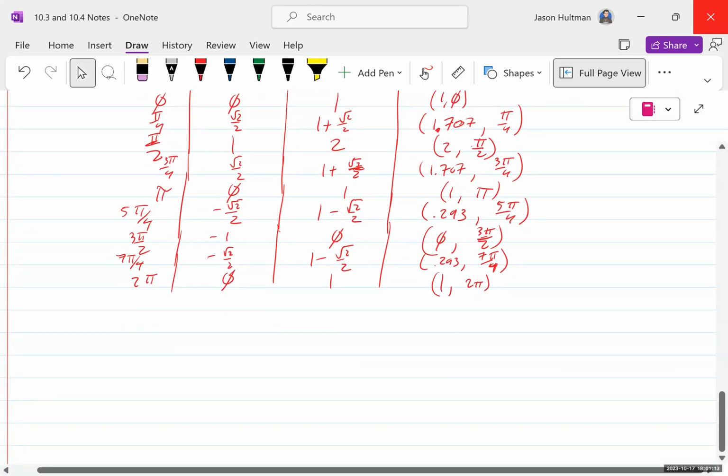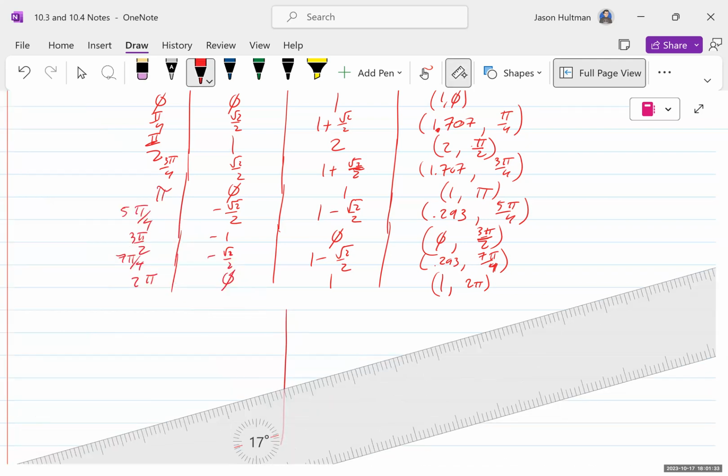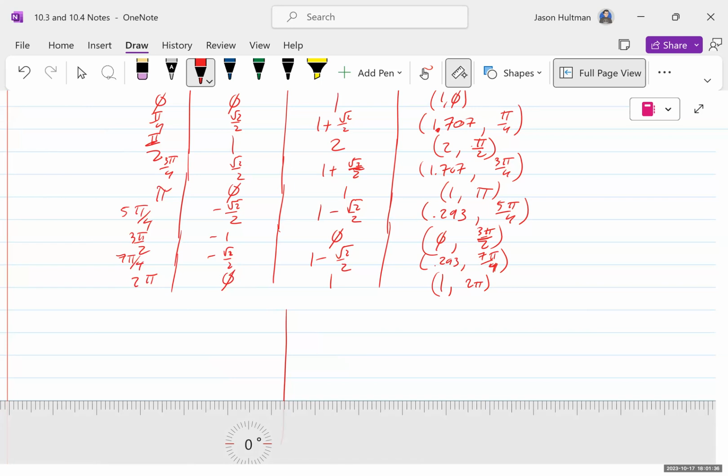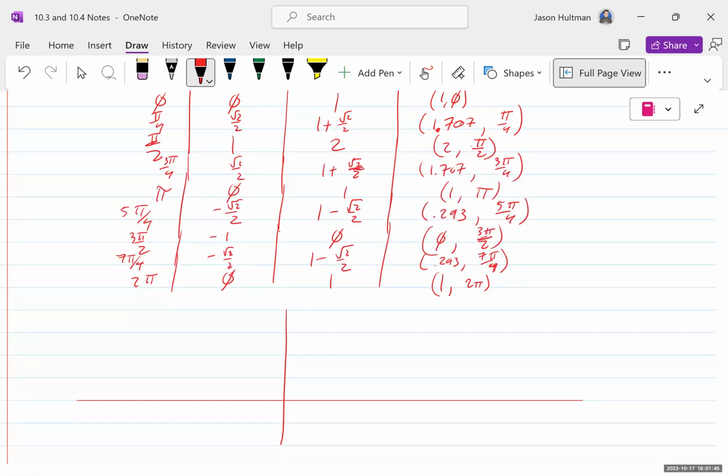Okay, so let's plot these points, shall we? Okay, let's figure out what's happening with our graph. Okay, so I'll draw it in blue, just so that it doesn't get messy with the coordinate system that I drew.